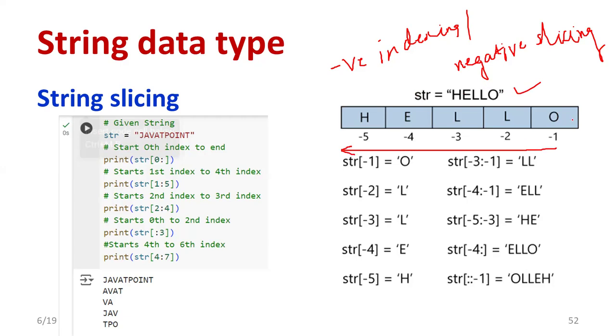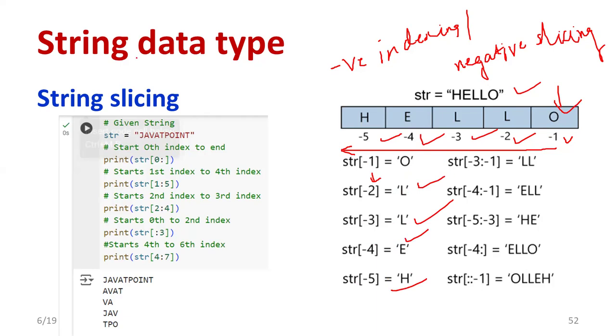So the extreme right, I need to put -1. Next element is -2. Another element is -3, -4, -5. This is the way to give the position for each value. So negative slicing, we can call it negative indexing. So str of -1. If I put a square bracket and -1, what will happen? O will be printed. Str of -2, L will be printed. Str of -3, another L will be printed. Str of -4 means E will be printed. Str of -5, H will be printed.